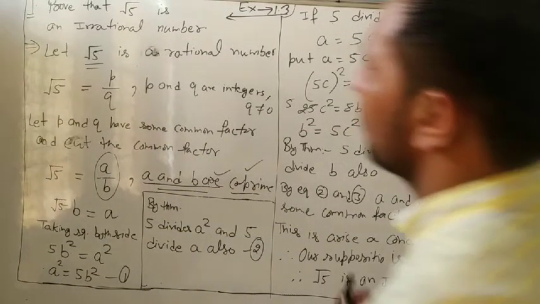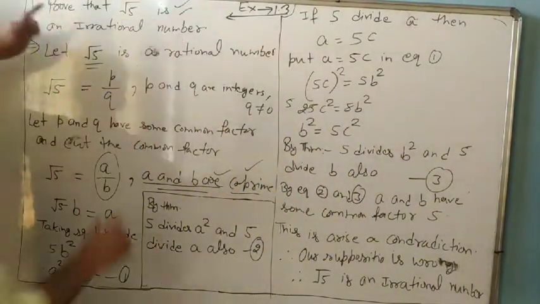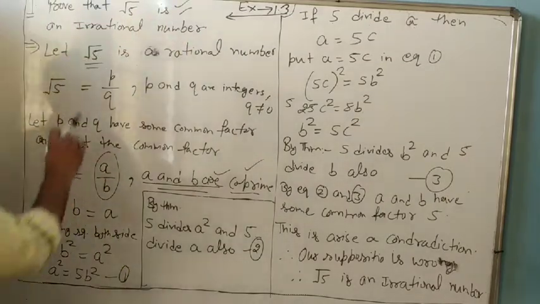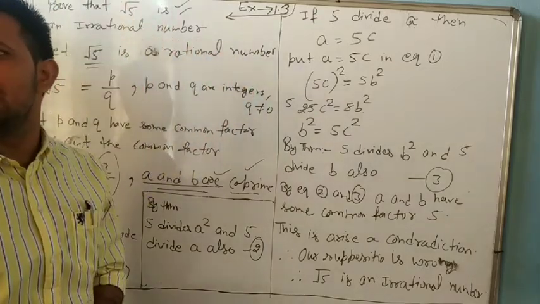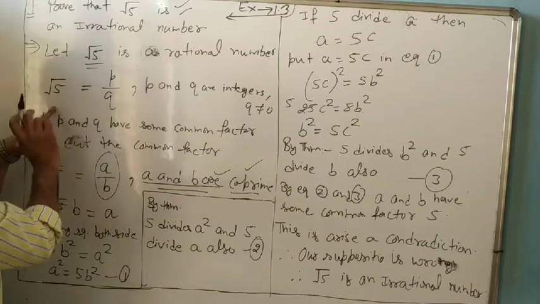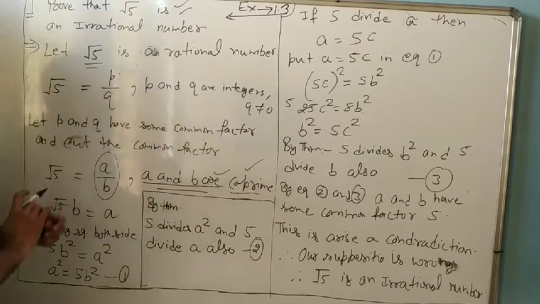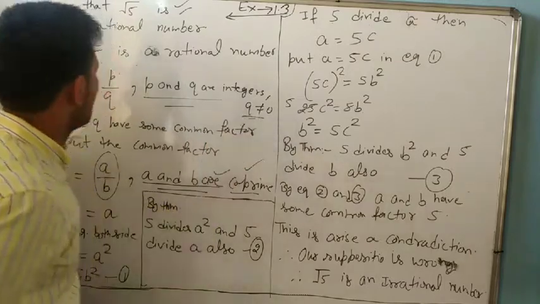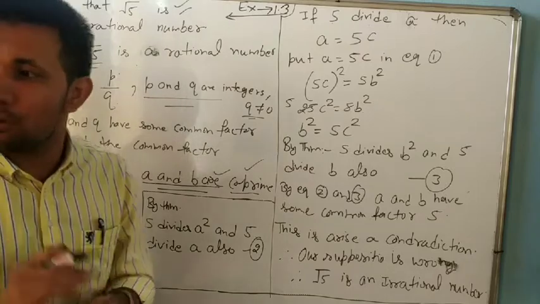Look again, once again what we will do. Suppose in every question, prove that root 5 is an irrational number. So in the starting we write: let root 5 be a rational number. If root 5 is a rational number, what is a rational number? One which we can write in p by q form, where p and q are integers. And if root 5 is a rational number, it may have some common factor or not.